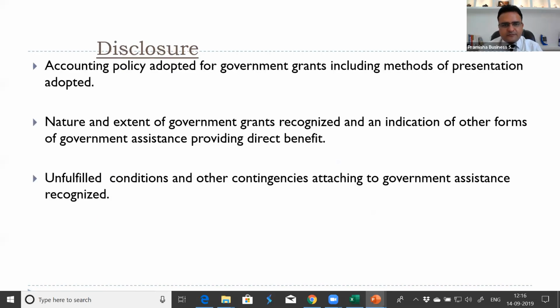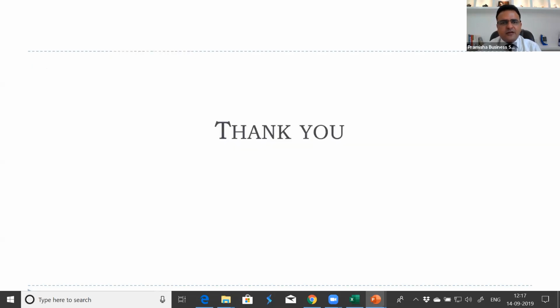So disclose the government grant policy adopted, whether direct, whether indirect, whether creating a deferred income approach, and the nature and extent of government grants recognized. If there is any repayment done, we need to disclose those repayments of grant loans. Any unfulfilled conditions which we have not met and because of which repayment has been done, or any contingencies which have been attached to these government grants or assistance, we need to disclose in the notes to accounts. This is all for government grants.